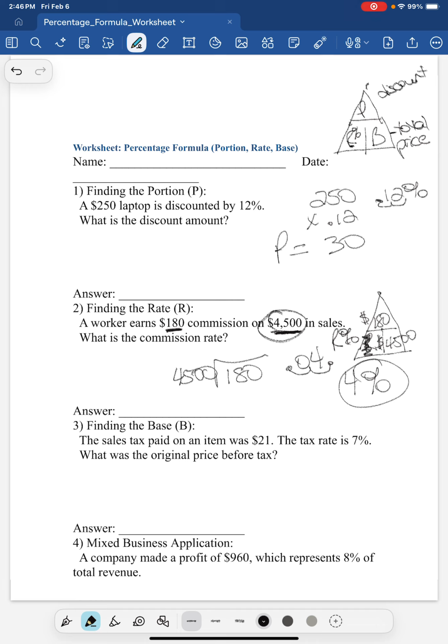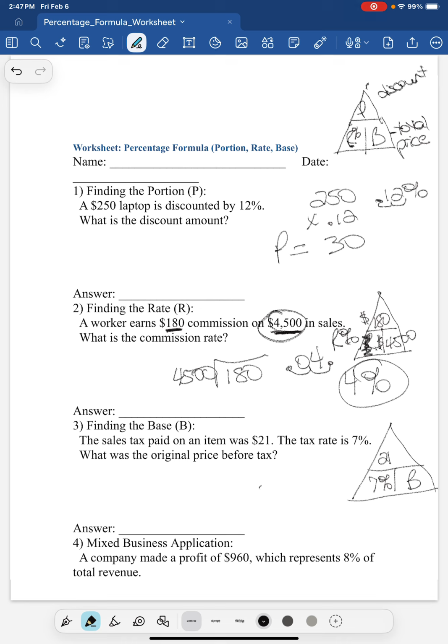Okay, now we have another one where we're going to find the base. So let's make our triangle. And we know we're looking for base, okay? The sales tax paid on an item is $21, so that's the portion. The tax rate is 7%. What was the original price before tax? Okay, and we see how it's set up.